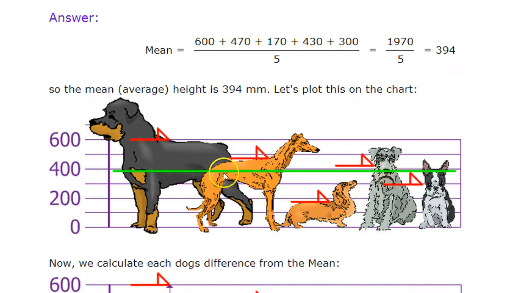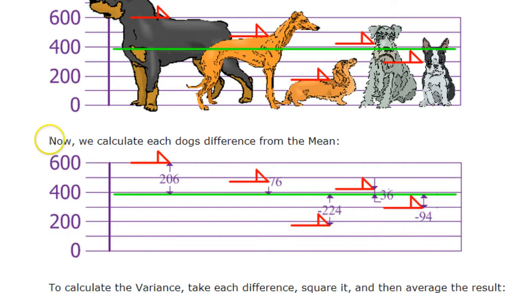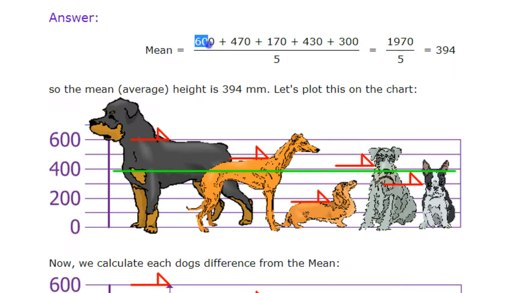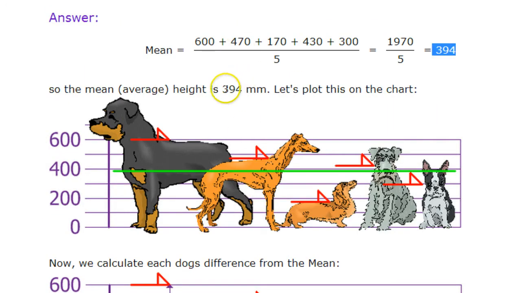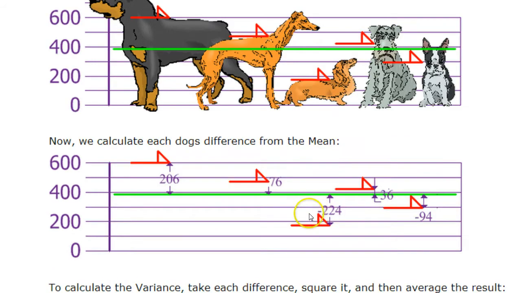Now, if you look at the actual graph, you can see that these 3 dogs are pretty close, but are the Rottweiler and the Dachshund really far off? Now you use the mean to calculate the difference. So this one would be 600 minus 394, which gets me 206. Then 470 minus 394, which is 76. Then this one would be 170 minus 394, which would be negative 224. Then this one would be 36, and the difference here would be negative 94.